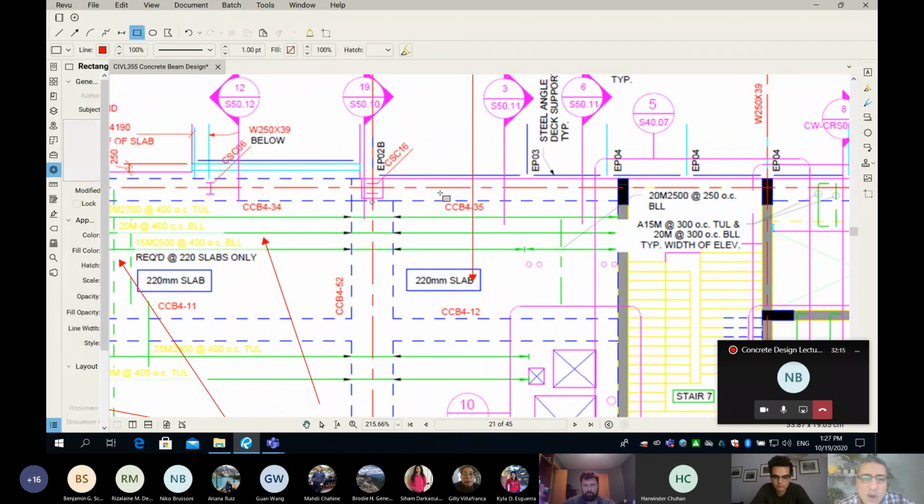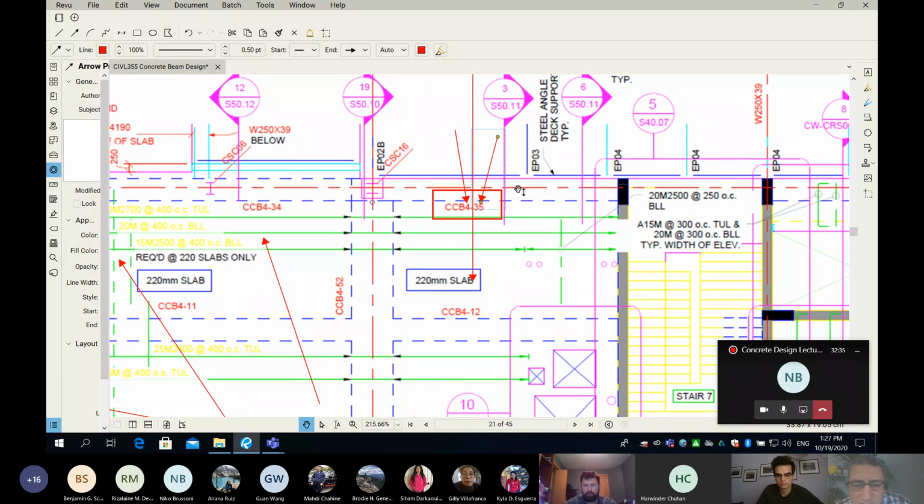So where is the beam mark? It's over there. Okay. I call it CCB 4-35 because this is on the 4th floor. You can see where the number 4 is coming from. So that's the 4th floor, and it's a beam with mark 35.